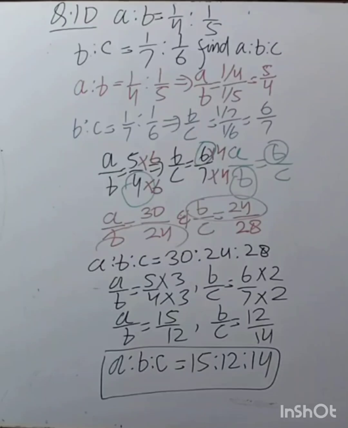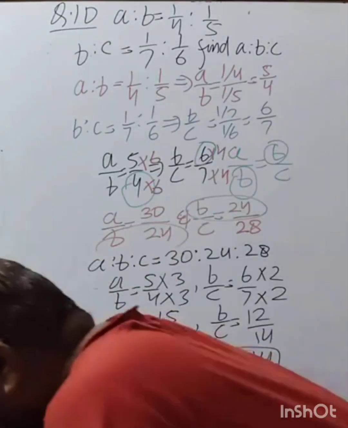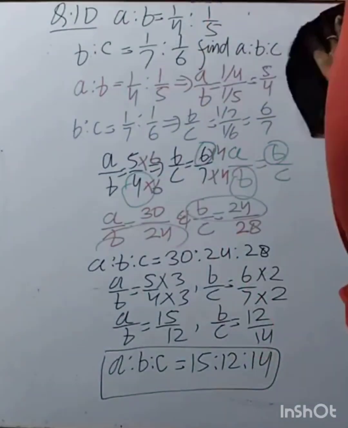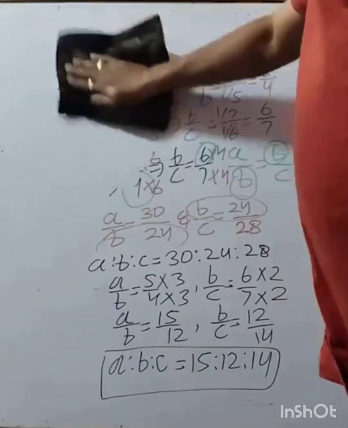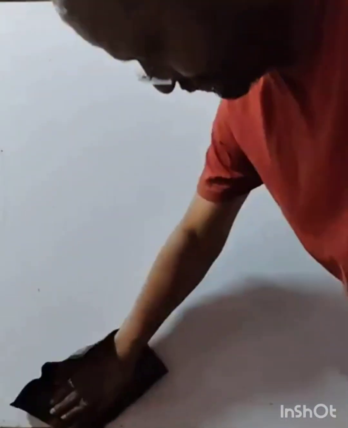Okay, what next? A ratio B. Yes. This was question number 10. Yes, sir. Now we are on question number 9.